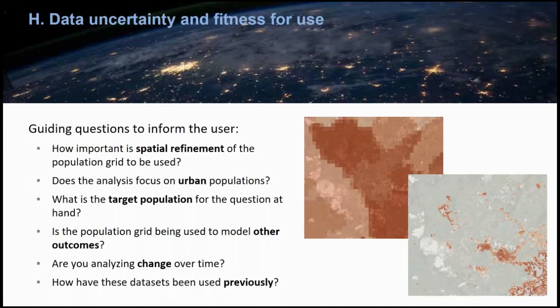The final one: how have these data sets been used previously? And we believe this is a very important one, especially as more and more application examples will be published in the scientific and applied research communities and outlets, where users and potential users can see more and more examples of how these different population grids have been used in the past. And hopefully they will refer to peer-reviewed and reliable studies and analyses where we have some quality control that different users have thought about this. And the more critical users there are out there using these data sets, the better informed novel users and potential users will be in the near future.